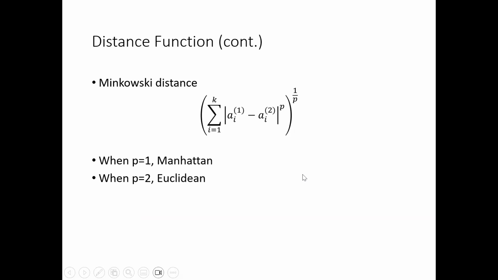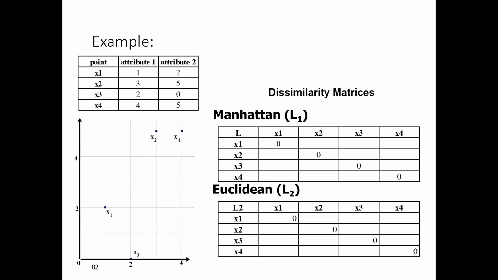But then again, you can generalize this distance function. When you generalize, we get the Minkowski distance, where you take the differences raised to the power of p, sum them, and then take the power of 1 over p. So if p is 1, it gives you the Manhattan distance. If p is 2, it leads to the Euclidean distance. Right, so let's look at some example.